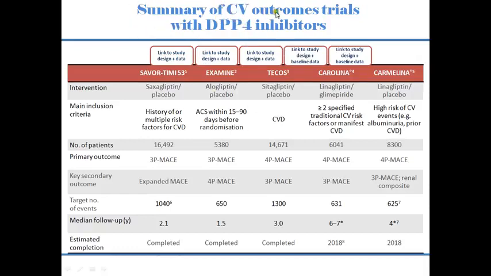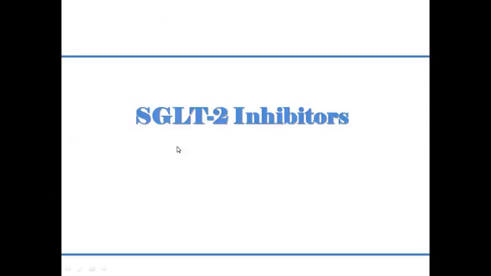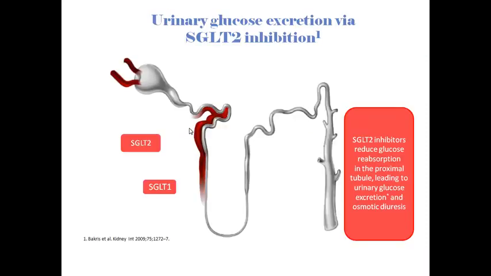Cardiovascular outcomes have now become the targets for the newer drugs, and I will tell you why when we go to another new group of drugs. So these are the newer drugs in the DPP-4 group: saxagliptin, alogliptin, sitagliptin, linagliptin. Of these, sitagliptin is the one which is readily available in Pakistan, and it has shown very good effects on the cardiovascular outcomes. Number two, the second new drug group is SGLT2 inhibitors.